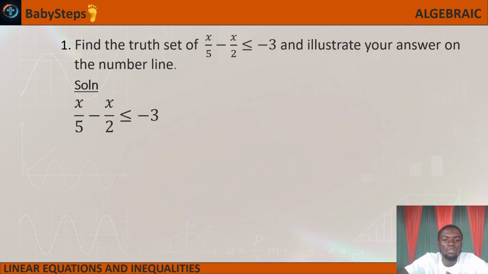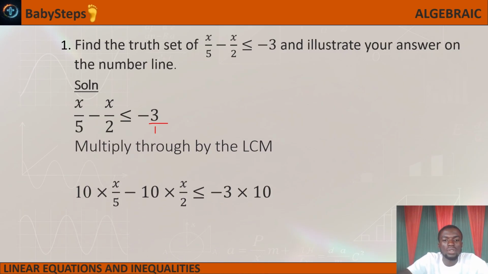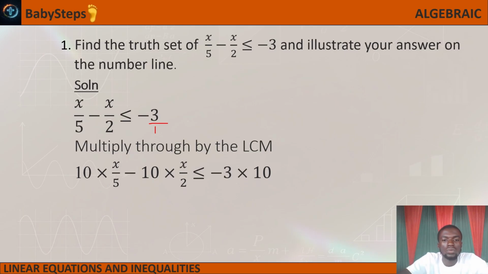The denominators are 5 and 2, and then 1, because any whole number is over 1. So we have 5, 2, and 1 as our denominators. You ask yourself, what's the LCM of these three numbers? Our LCM is 10. So you multiply each term, or you multiply through, by our LCM, which is 10.